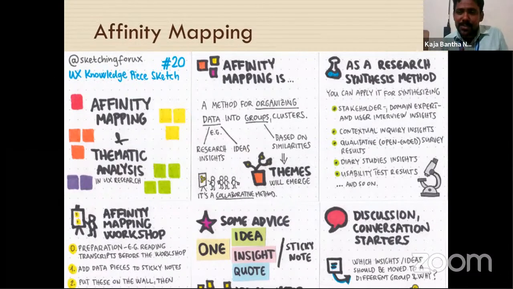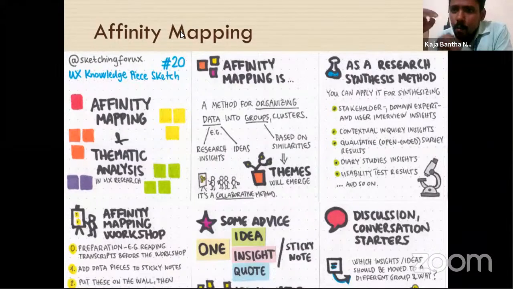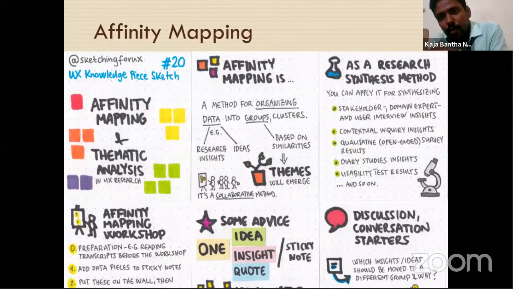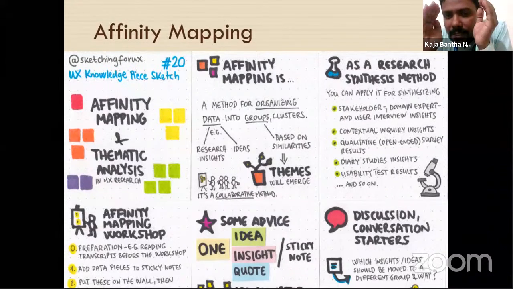Sir, my customer is only for this age group people only. For example, walking stick. You take the walking stick. Walking stick is only for people aged 60 and above. You are segregating. You are clustering. You are organizing data through affinity mapping.